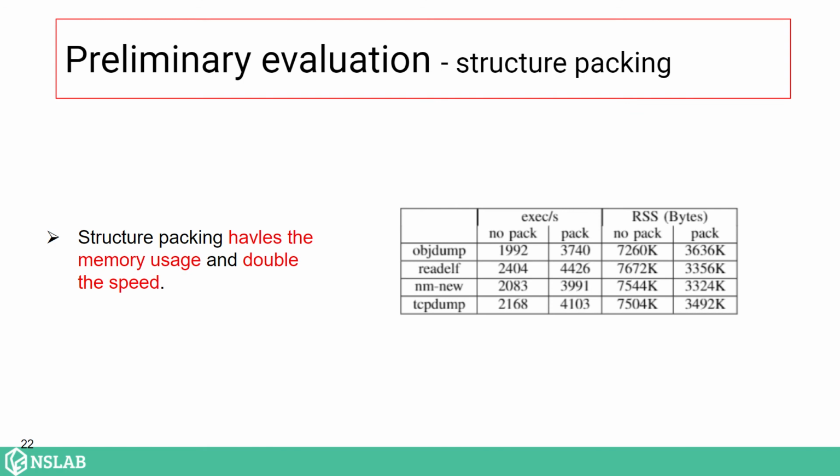Finally, we evaluate structure packing on several real-world programs. In the table, the exec/s represents the execution speed, and the RSS represents the memory size. On average, structure packing halves the memory of ForkServer and doubles the execution speed, compared with the naive implementation of ForkServer.